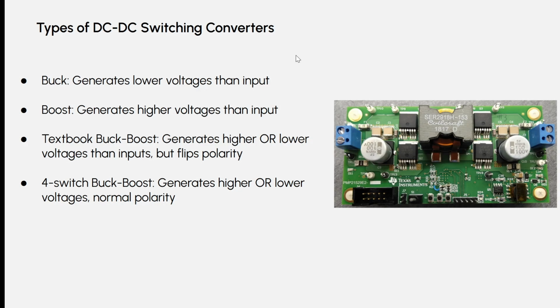So, as the slide says, buck converters generate lower voltage, boost converters higher voltage. And then a textbook buck-boost, technically, can generate a higher or lower voltage. Technically, it actually flips the polarity, and so you get a negative voltage on the output, which is extremely useless in most applications. So what you actually end up doing is what's called a 4-switch buck-boost converter, which generates a higher or lower voltage, but with a normal polarity. And that's what you're seeing on this diagram here. Your switches are these MOSFETs, which we'll cover as well. MOSFETs are just electrical switches that can turn on or off based on another signal.